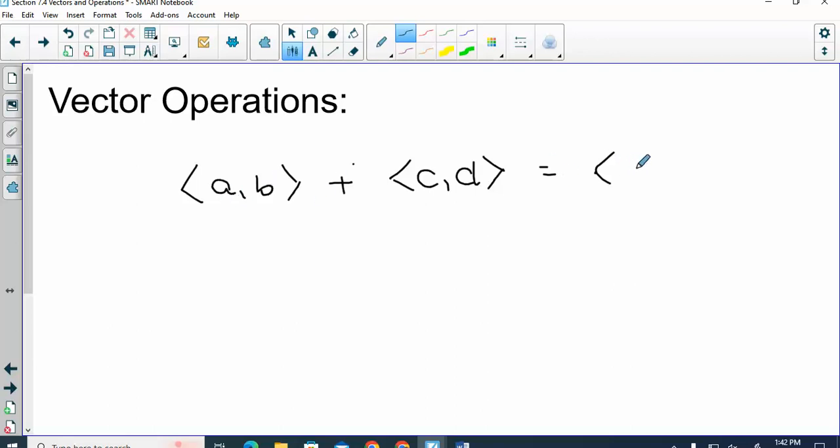You add the first component, so you do A plus C. You add the second component, B plus D. Just like adding the x's together, add the y's together. The second operation that we can do is we could take a vector times a number, and all you do is distribute that to each component.